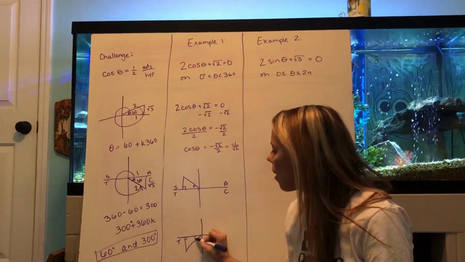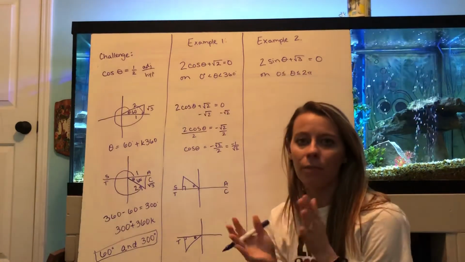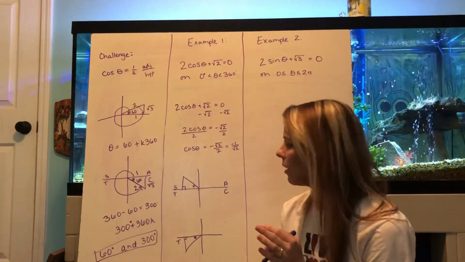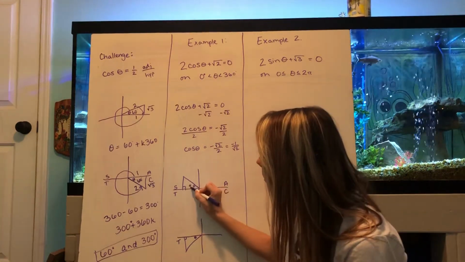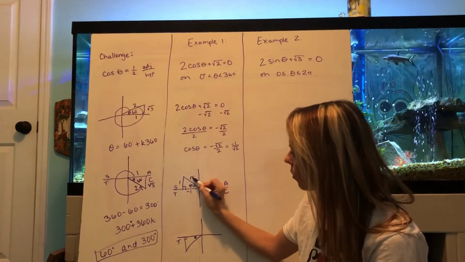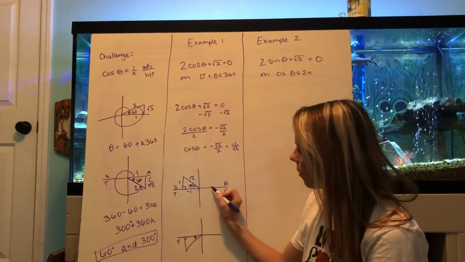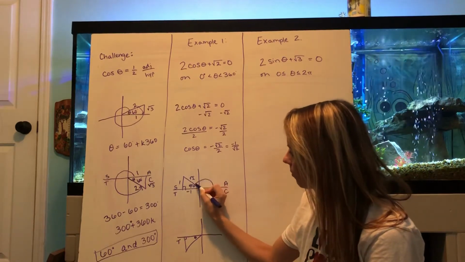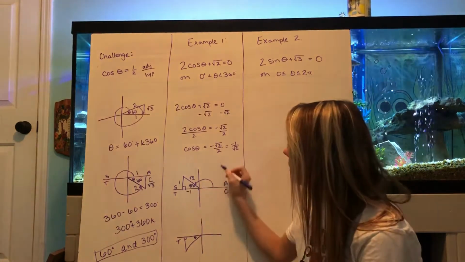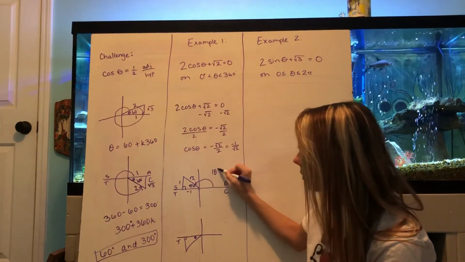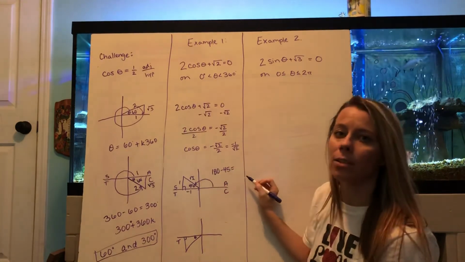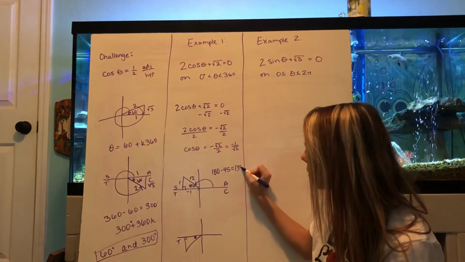Okay, so I know I need a 45, 45, 90 triangle. Anytime you see square root of 2, that's kind of your key for 45, 45, 90. So put 45 degrees here. I've got negative 1, 1, root 2. So this gives us an angle that almost goes to 180, but it's 45 degrees short. So I do 180 minus 45, and one of my solutions is 135 degrees.